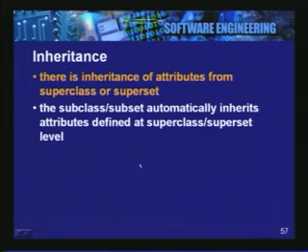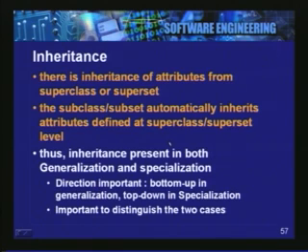So, the subclass or subset automatically inherits the attributes defined at the superclass and superset level. So, there is an inheritance in both the cases, whether it is a generalization or whether it is a specialization. The attributes of the generic entity are inherited by the subclass or the subset entity. So, inheritance is present in both these cases. However, the direction of inheritance or the direction in which we have created the model is an important difference, and that is why we have distinguished generalization from specialization.